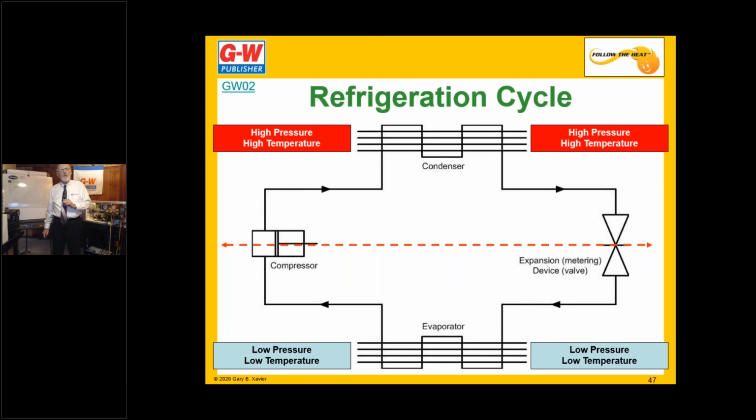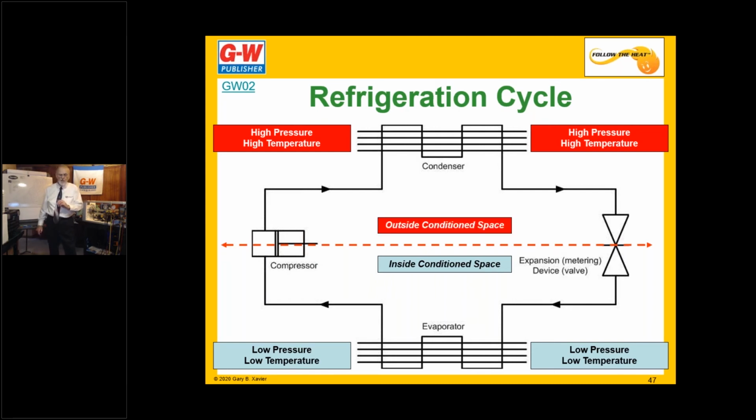Also, everything below the dotted line is considered to be inside the conditioned space. The evaporator is inside the conditioned space, and the condenser, of course, is outside. We know in real life it's not always that exact. This is a theoretical line. In real life, the condenser and the compressor are outside the conditioned space, and the evaporator and the metering device are inside the conditioned space.